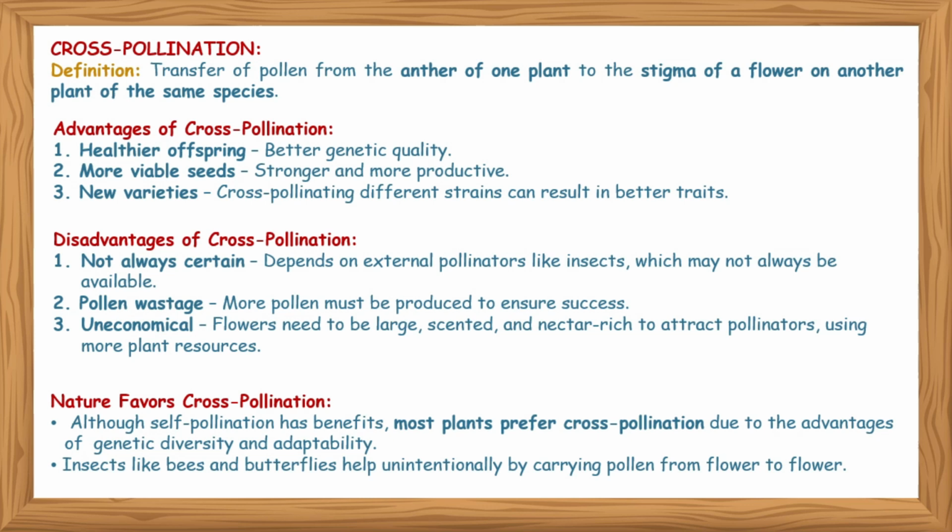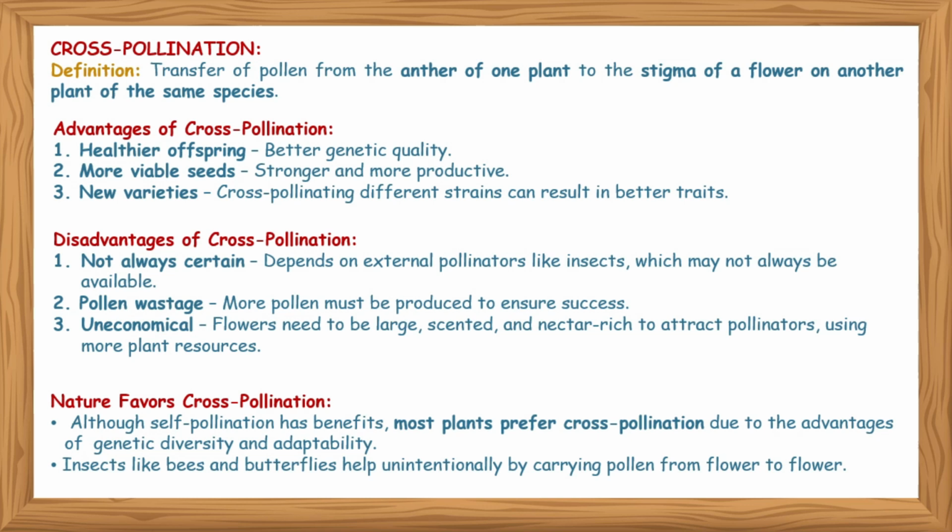Now we'll study cross pollination. Cross pollination is the transfer of pollen from the anther of one plant to the stigma of a flower on another plant of the same species. Advantages of cross pollination: healthier offspring, better genetic quality, more viable seeds, stronger and more productive. New varieties: pollinating different strains can result in better traits.